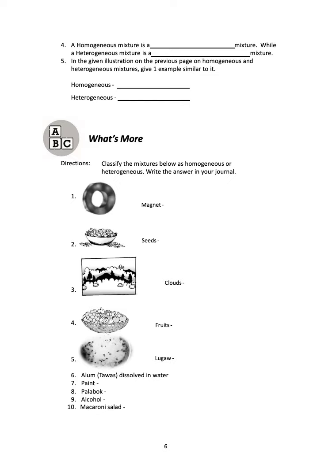Next, you have number 4. A homogeneous is a blank mixture while a heterogeneous is a blank mixture. In number 5, in the given illustration of the previous page on homogeneous and heterogeneous mixtures, give examples similar to it.